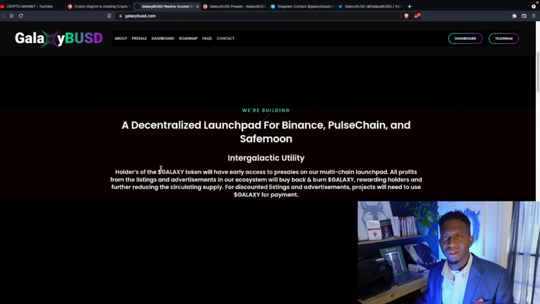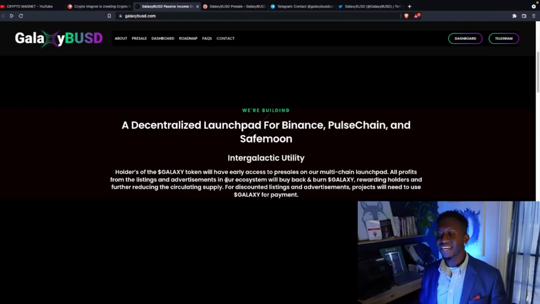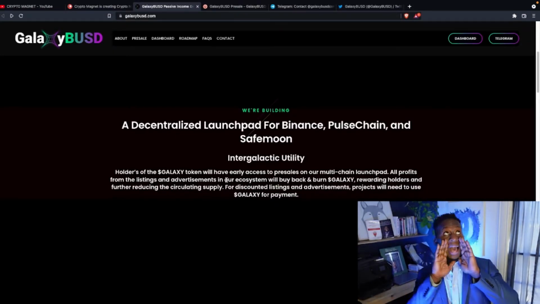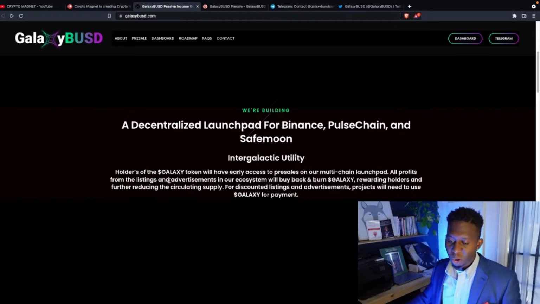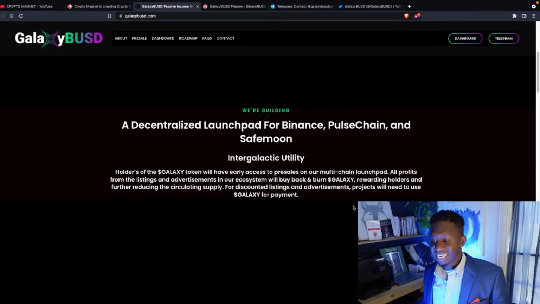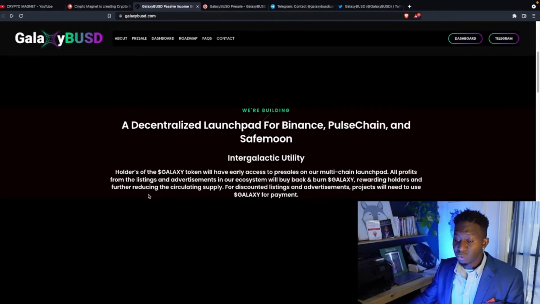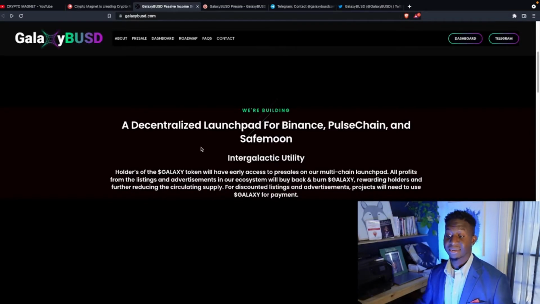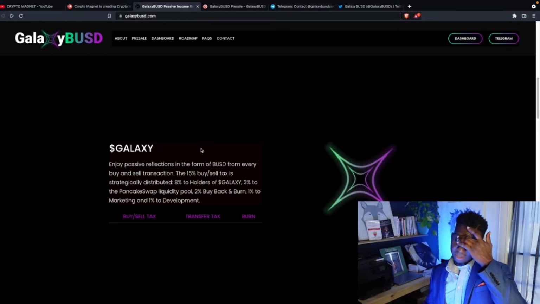Let's go down and check out what their ecosystem is. A decentralized launch pad for Binance, Pulse Chain, and SafeMoon. What? That's a big deal. Holders of the GALAXY token will have early access to pre-sales on our multi-chain launch pad. All profits from the listing and advertisement in our ecosystem will buy back and burn GALAXY, rewarding holders and further reducing the circulating supply. For discounted listings and advertisement, projects will need to use the GALAXY for payment. All right, guys, I love that concept.